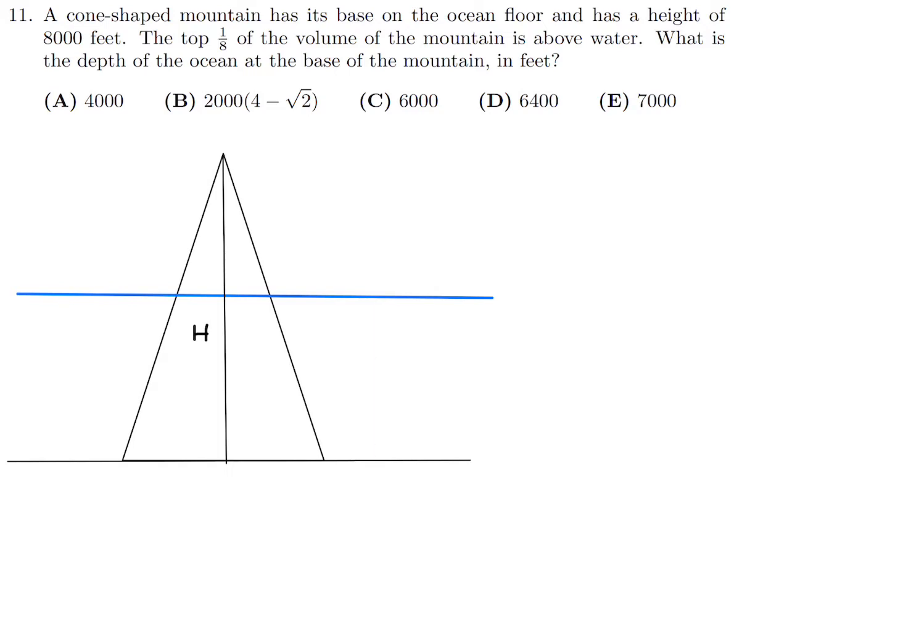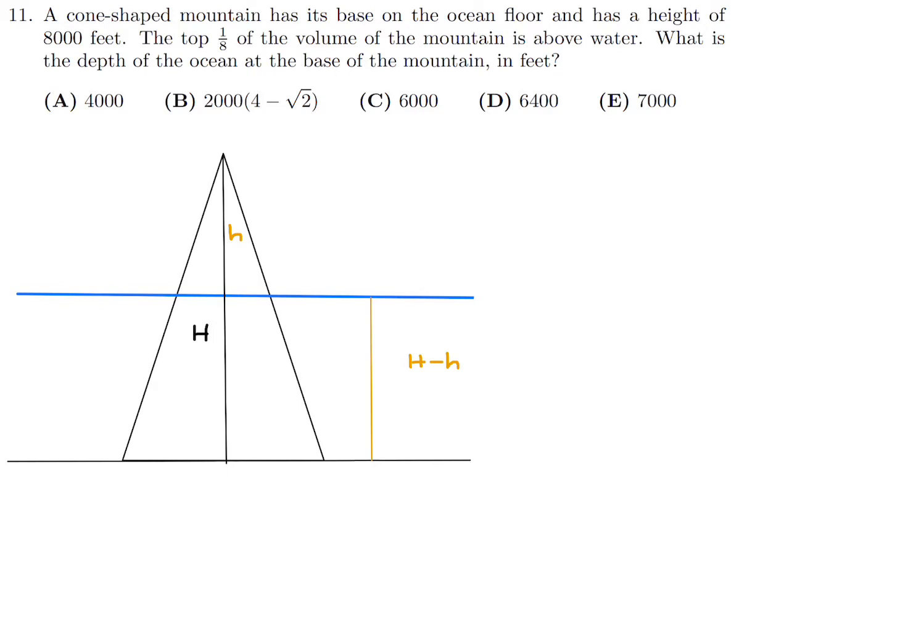And now they also tell me that the top 1/8 of the volume is above water. So this guy that is above water represents 1/8 the volume of the full mountain. So that's the information they've given us. So let's proceed. Let's do a little bit of labeling here. This top to bottom height right there, I'm going to call small h. And therefore this, which is what they want us to figure out, is represented by H minus h. That's essentially what we have to figure out the value of.